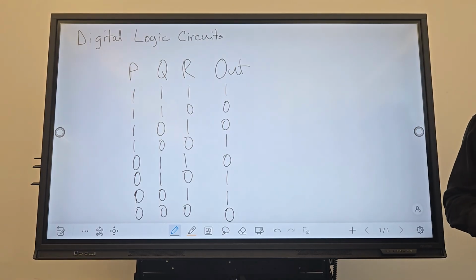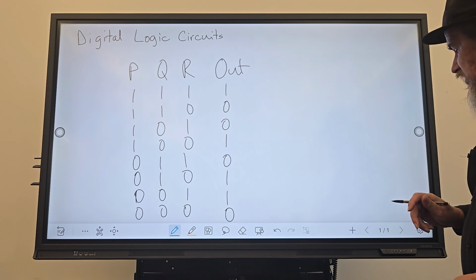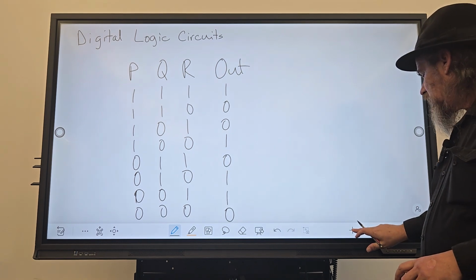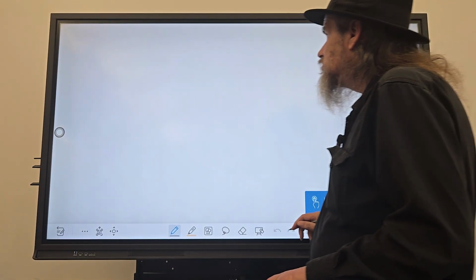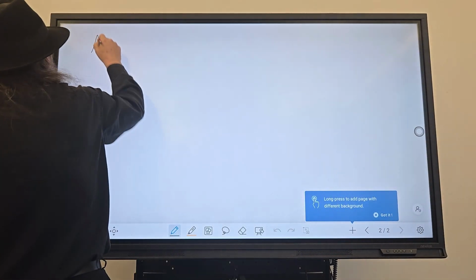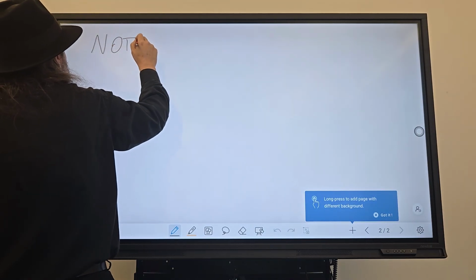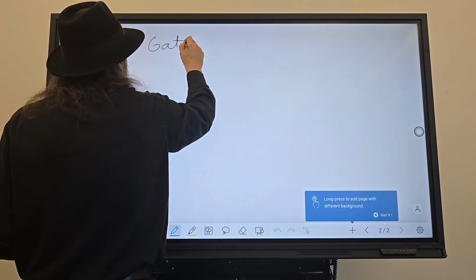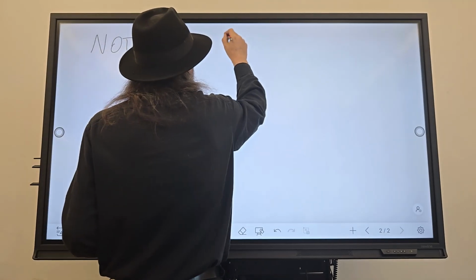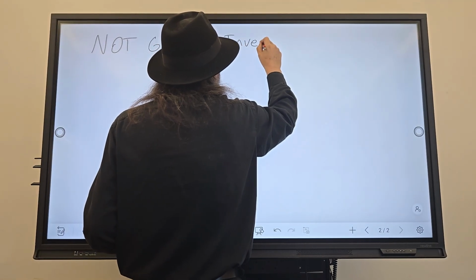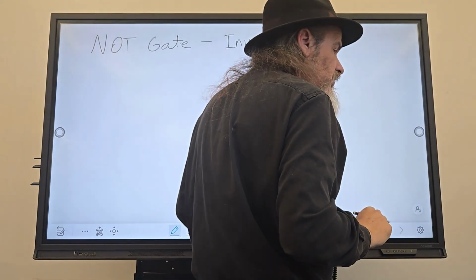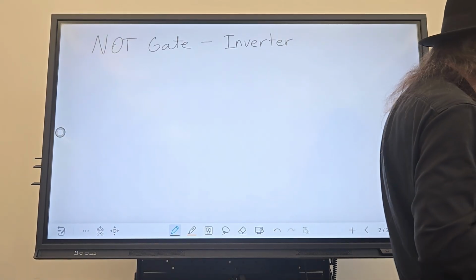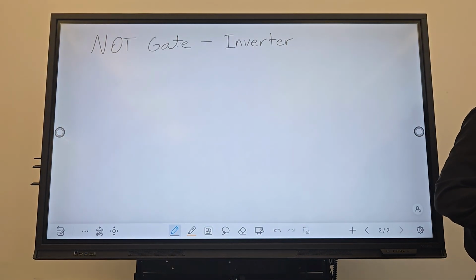But the basic gates that you encounter, the NOT gate, or inverter, a circuit that inverts the signal coming in. If it is a 1, then the output is a 0. If the input is a 0, then the output is a 1.